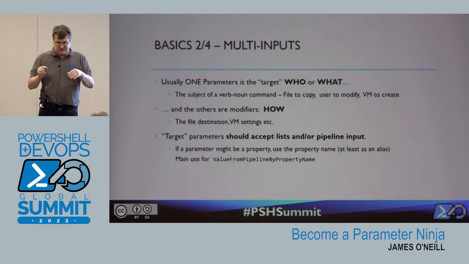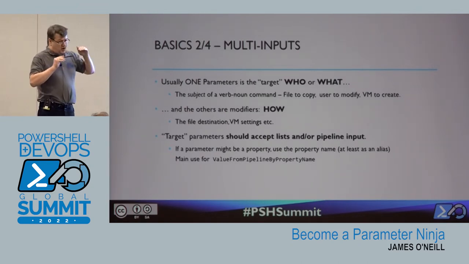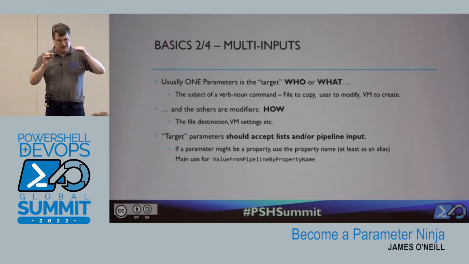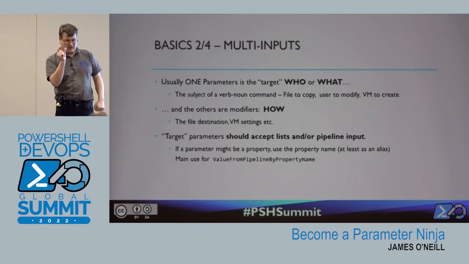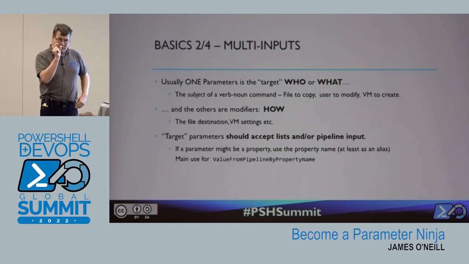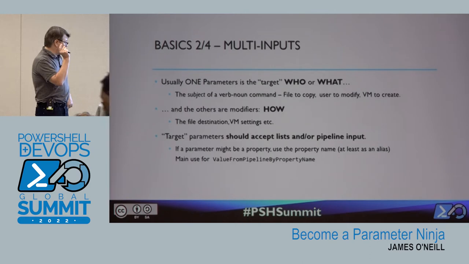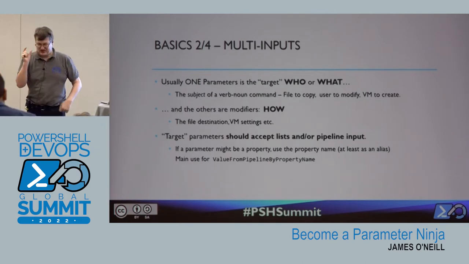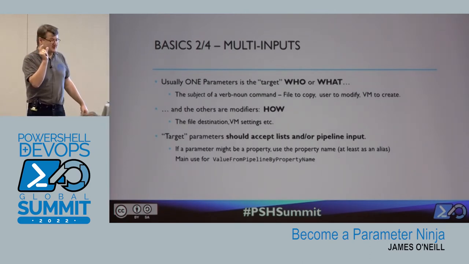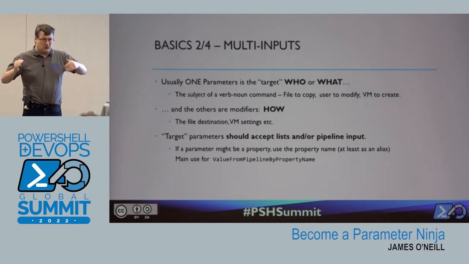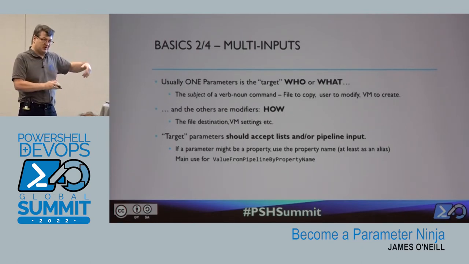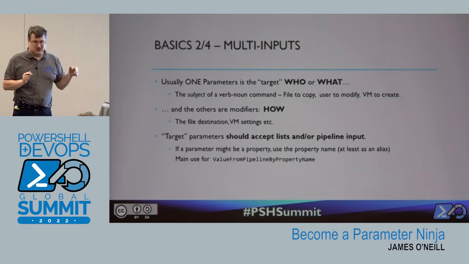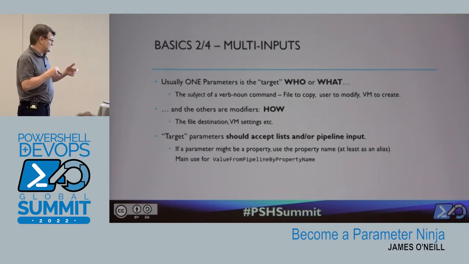Something that irks me whenever I see it is when you look at the parameters for a function, and think of a function as verb, noun, one of the parameters is the subject of the verb. My grammar's suddenly deserted me. It's the subject of the verb. So it's what we're working on. And then the rest of the parameters describe the work that we're going to do. So, you know, it's the file that we're going to copy, then it's the destination, that sort of thing.